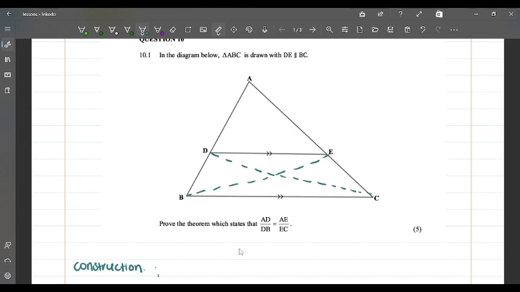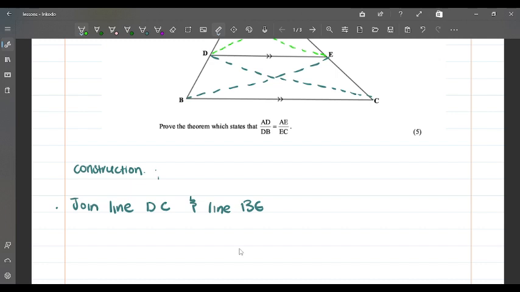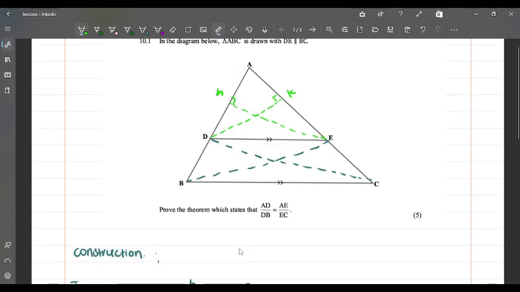And what else am I going to do? I'm going to construct my height, right? So I'm going to construct height H as well as height K. So let me go about doing that. Starting off with the first one, let me name this one H, my perpendicular height, and let me name this one K, right? And under my construction, I'm going to say I'm going to construct height K and H, which is basically what I did there.